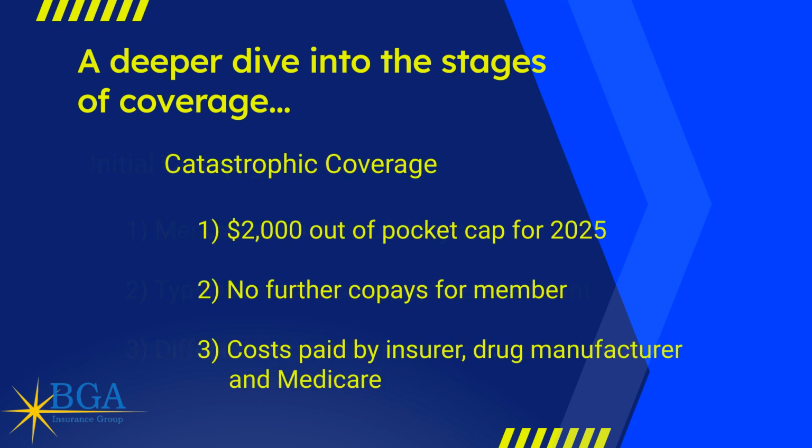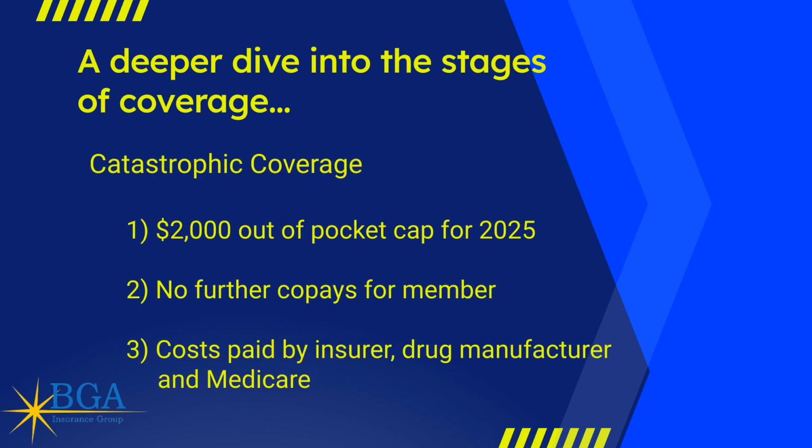The final coverage phase, starting in 2025, is catastrophic coverage. When a member reaches their out-of-pocket spending cap, which is $2,000 for 2025, they will enter this phase and no longer have a payment for their prescriptions. At this point, the cost of the drugs will be divided between the plan, the drug manufacturer, and Medicare, leaving your client with no further out-of-pocket costs. This is a significant change over previous years, and for your clients taking expensive prescriptions, this could be a huge savings.